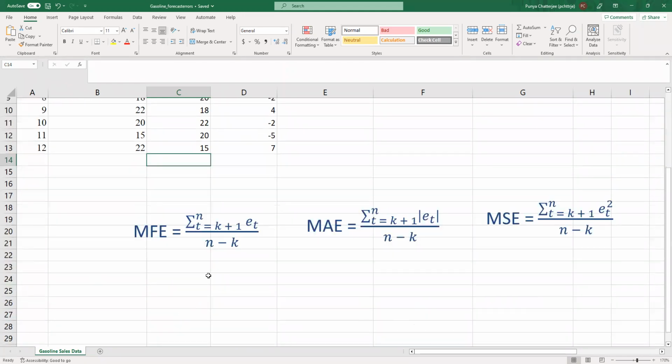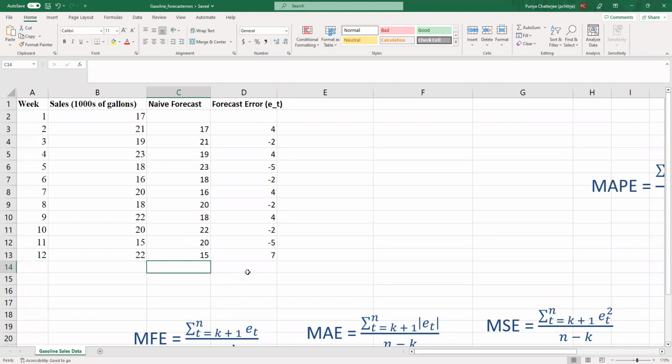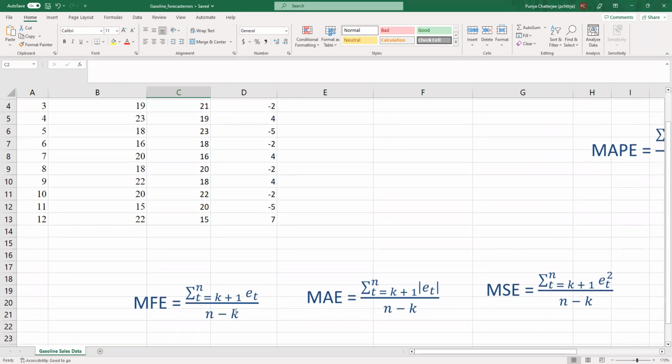And what is k? k is the number of forecasts that you cannot do at this point. I cannot forecast my week 1 sales using the naive forecast method, because I need the week 0 sales to be able to forecast week 1 sales, which I don't have. So I'm not able to forecast for 1 week, which is why the number k would be 1.